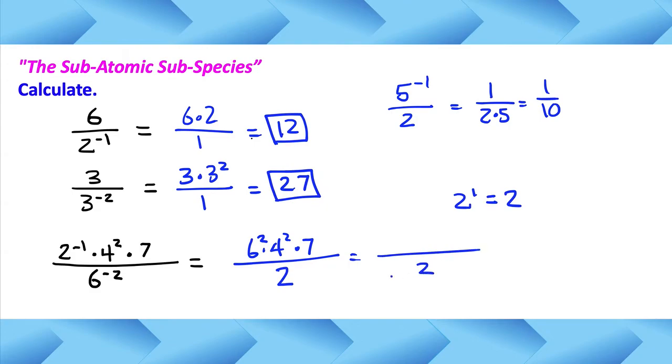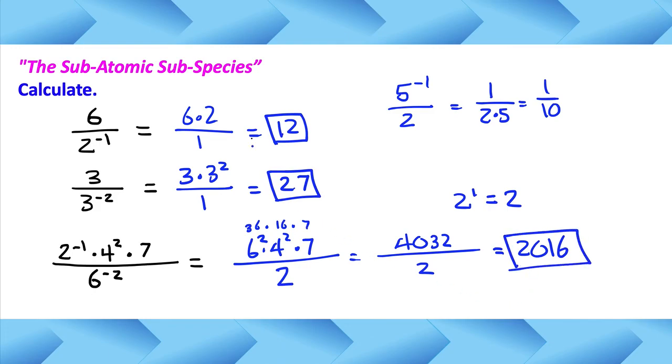So the 2 stays a 2, 6 squared is 36, 4 squared is 16, and then 7 is 7. So when you take 36 times 16 times 7, you get, holy cow, 4,032 over 2. So let's divide that by 2 and see what we get. Oh, 2016. Nice.